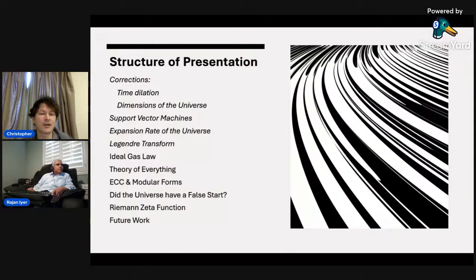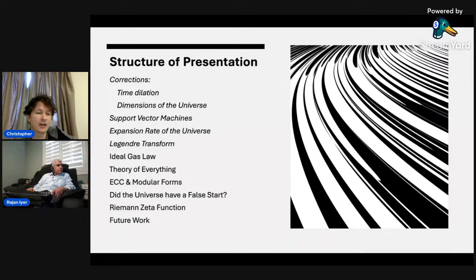So the structure of the presentation is as follows. To begin with, I'd like to post some corrections about mistakes I made in a previous presentation on this subject, specifically on the area of time dilation from the hypersphere to the tangent space, and those of the dimensions of the universe, which I also got wrong. I think we've corrected that through the support vector machines, but I'll just briefly go over how that's achieved.